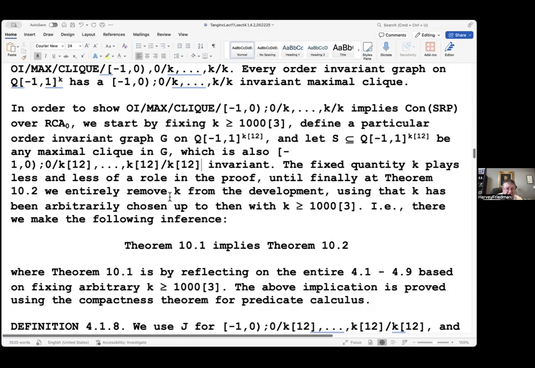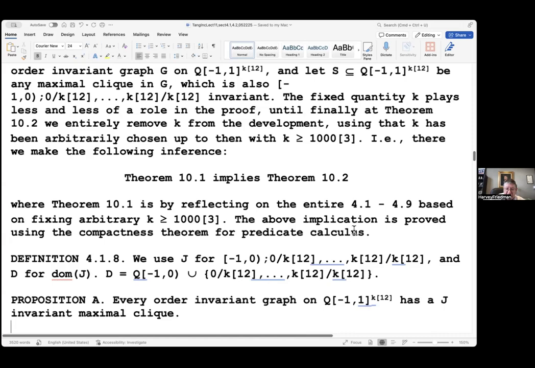Okay, the fixed quantity K plays less and less of a role until finally at theorem 10.2 we entirely remove K. So using that K has been arbitrarily chosen up to then. Now, given the logical structure of this, I want to make it clearer. We make the following inference. Theorem 10.1 implies theorem 10.2, where theorem 10.1 is just reflecting on the entire 4.1 through 4.9. Okay, now this is 4.10. Yeah, chapter 4.